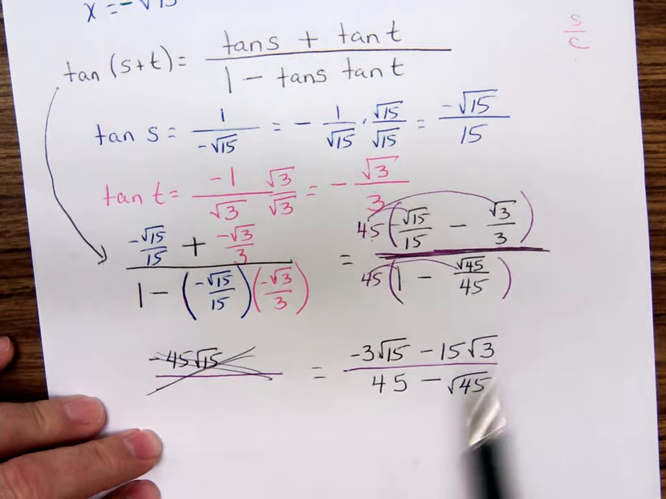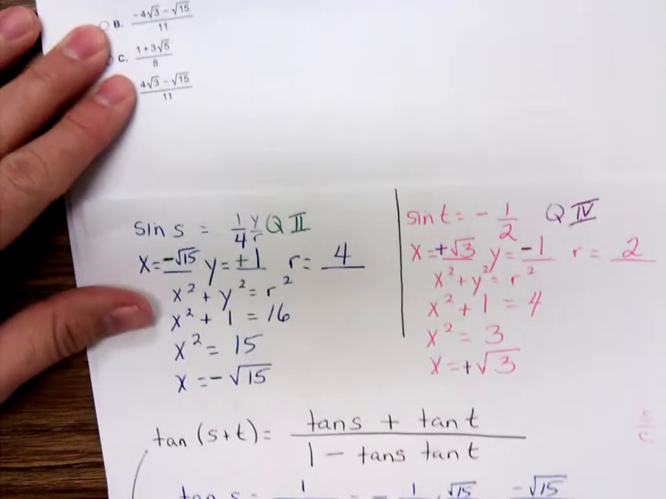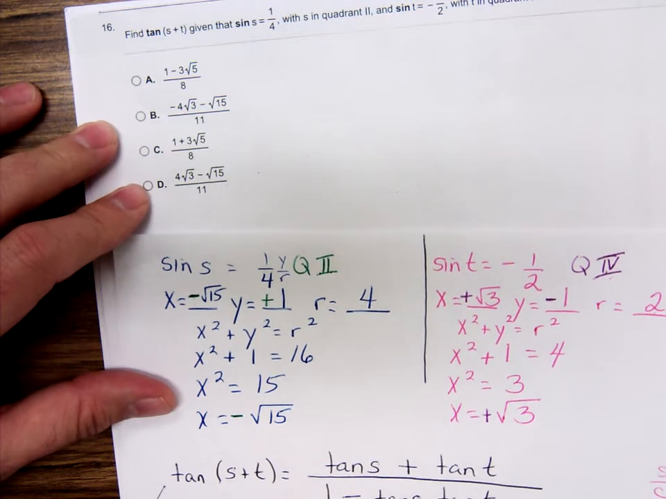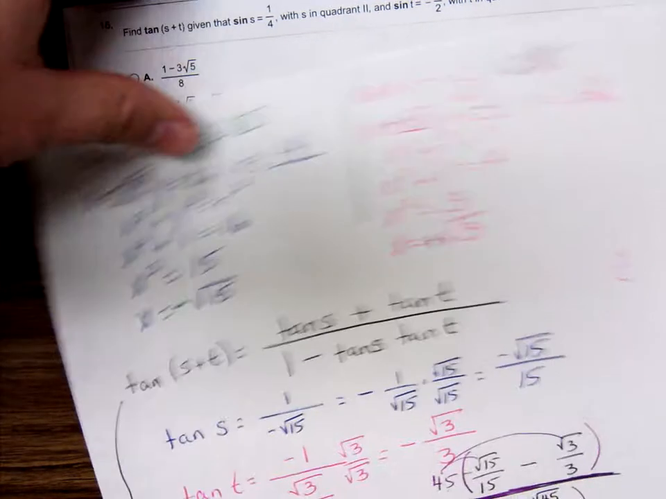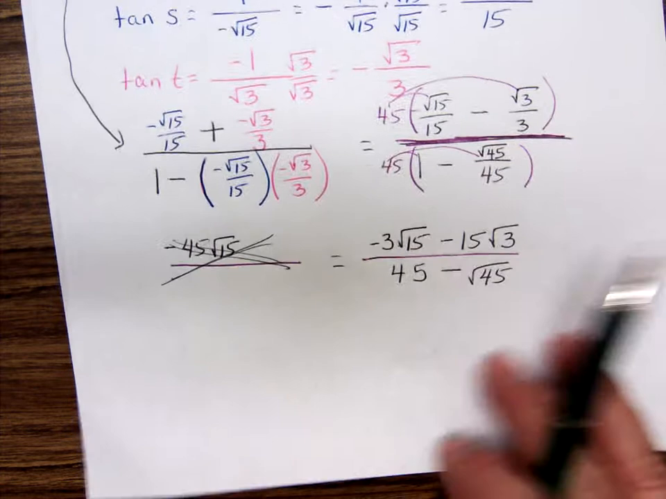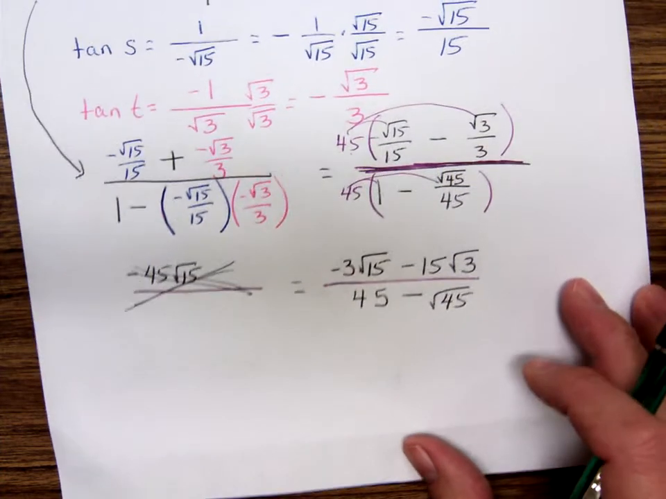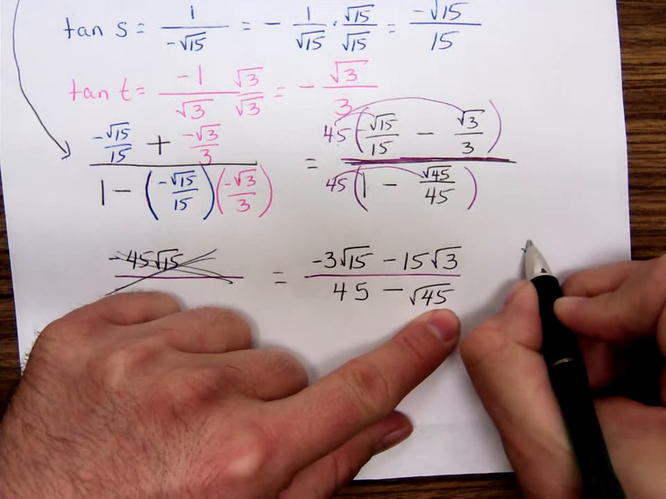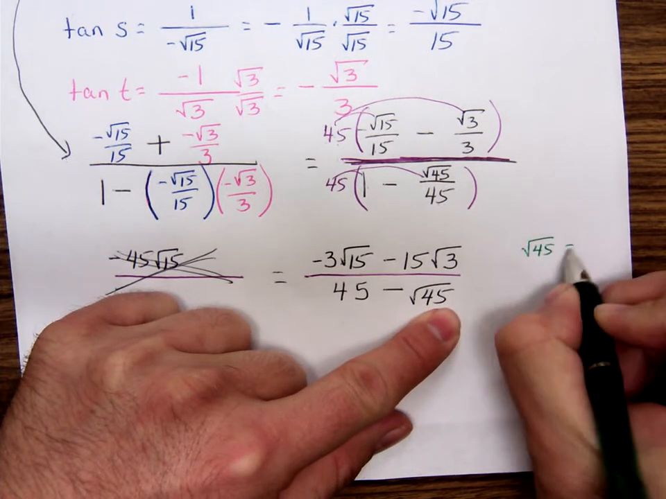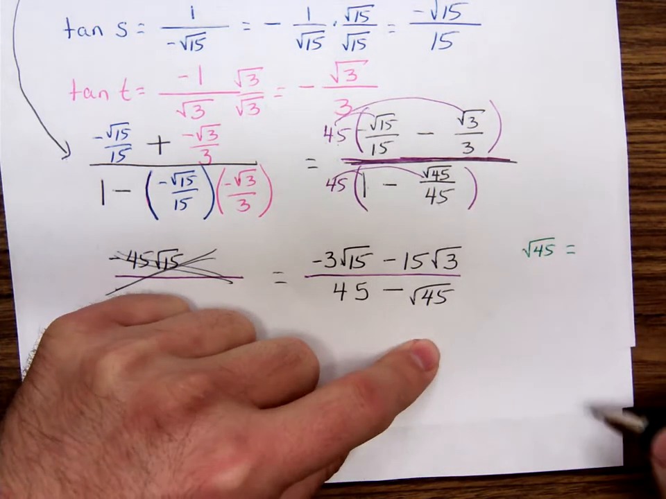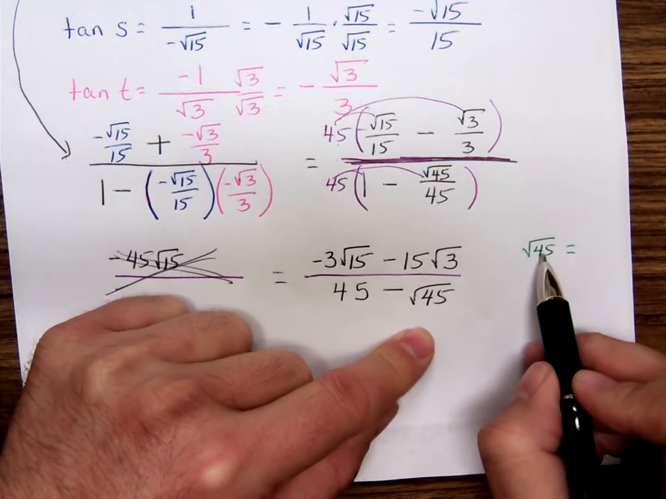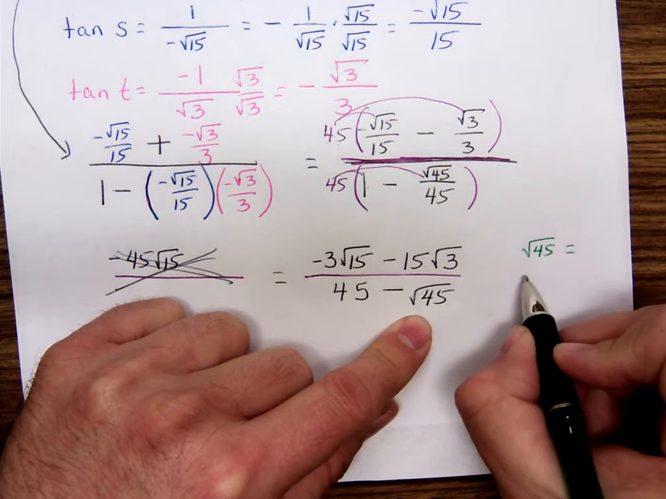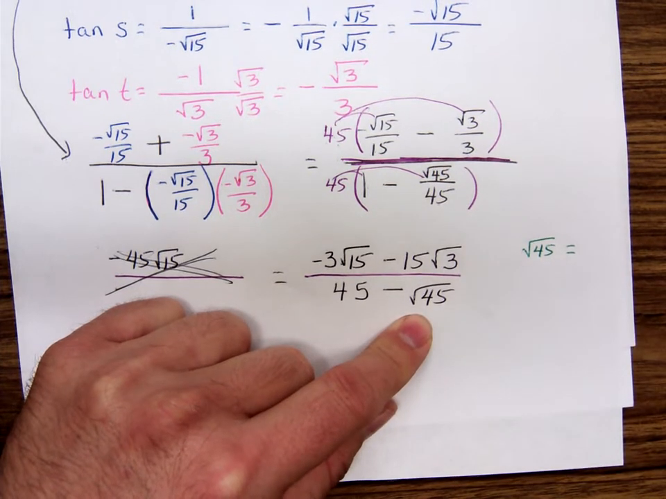Now let's look at what the answer choices are going to look like. There's no square roots in the bottom. Okay, so let's simplify that square root of 45. I'm going to do that right out here. Some of you might use factor trees, but if the numbers aren't real large, the way I simplify a square root when it's not a perfect square is to rewrite it as a product. Product means multiplication.